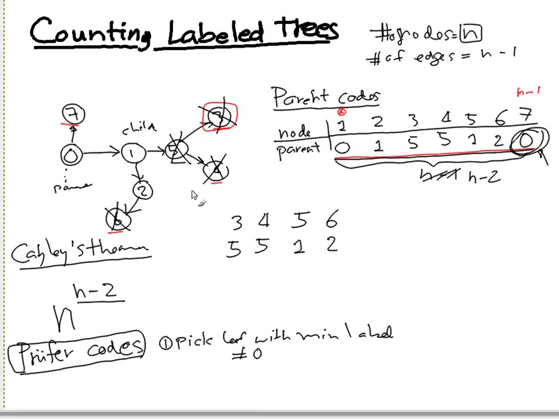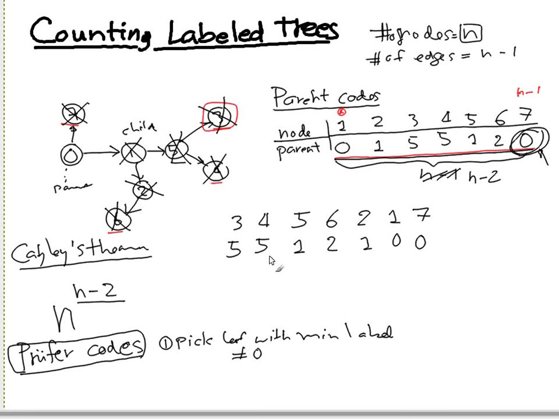Okay. Now the leaves are 7 and 2. Since 2 is smaller than 7, we pick 2. So we write 2 and then 1, and then delete 2. And 7 and 1. So 1 is smaller, so take 1 and 0. Now we're left with 7 and 0. 0 is the root, right? So it's not going to be a leaf. So we put 7 and 0.